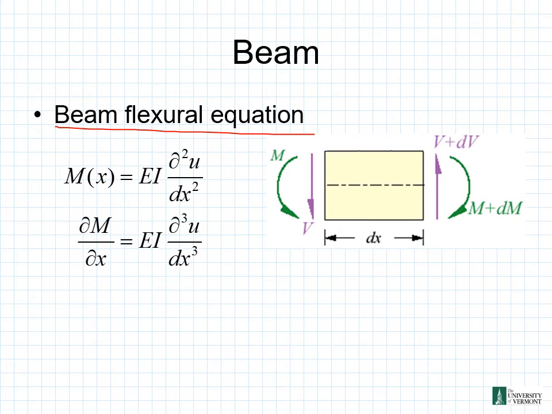Our partial of M with respect to x is now equal to EI times the third partial derivative of u with respect to x. And we can go one step further and take the second derivative with respect to x of M here. We end up with EI times the fourth partial derivative of u with respect to x.